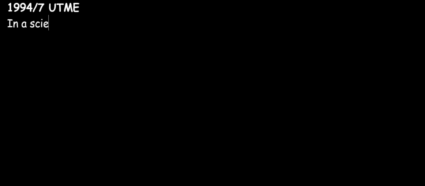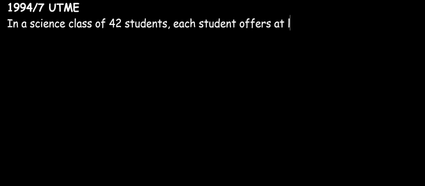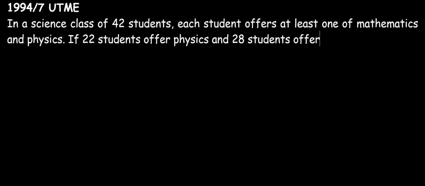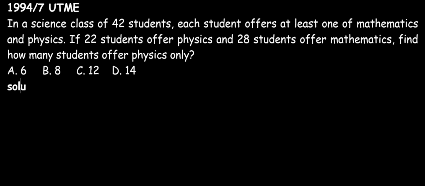Another example. In a science class of 42 students, each student offers at least one of mathematics and physics. If 22 students offer physics and 28 students offer mathematics, find how many students offer physics only. The options are given. Solution.